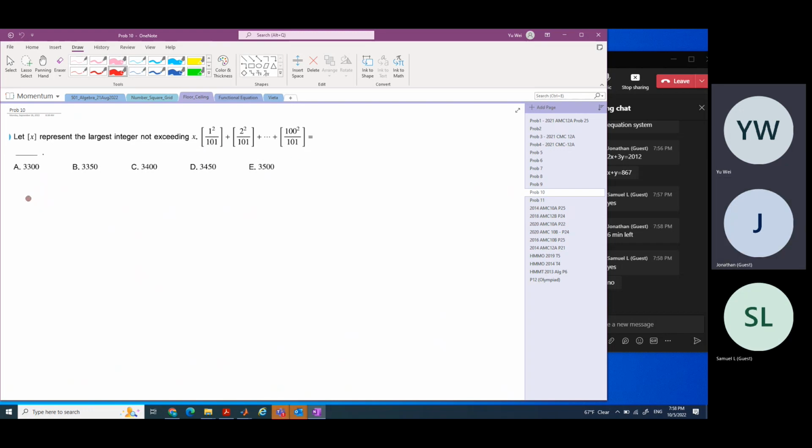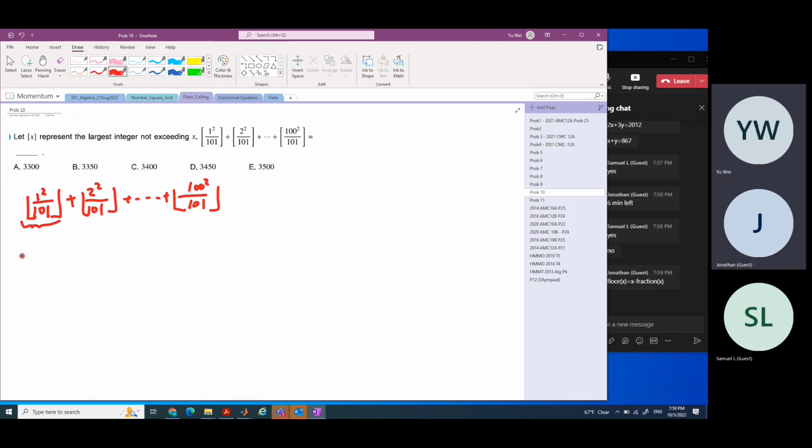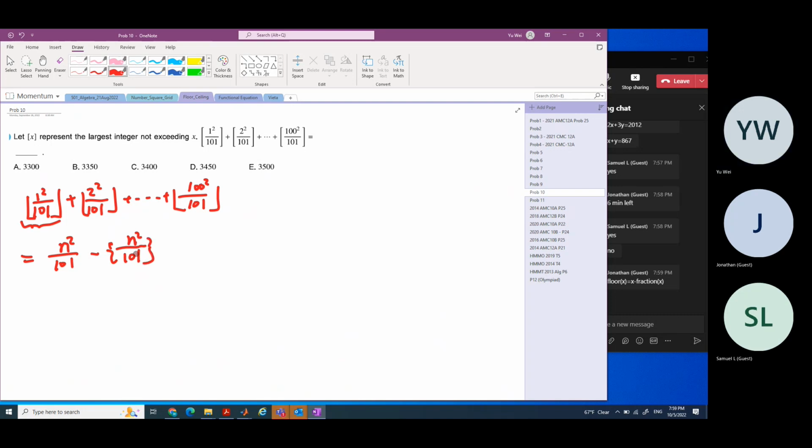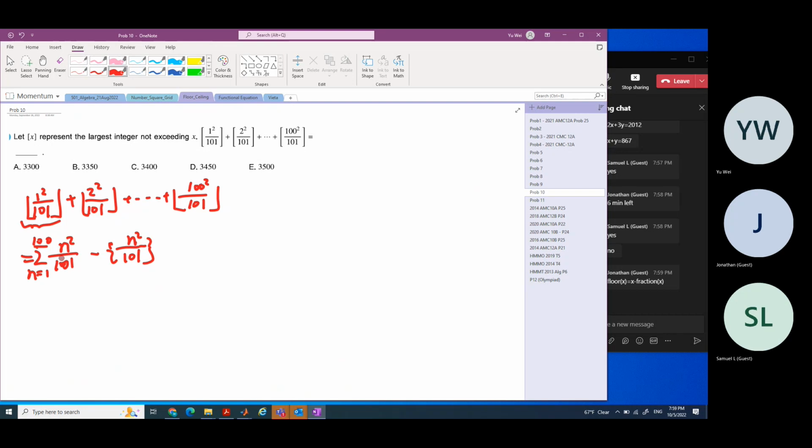For this problem, what we know is it's a floor sequence problem. 101 plus 2 square of 101 plus so on and so forth, 100 square over 101, right? So every floor function can be written as n square over 101 minus the fractional part of n square over 101. Yes, Jonathan is right. So we can write it in this way, right? So now we can do the summation from n equals 1 to 100, right?